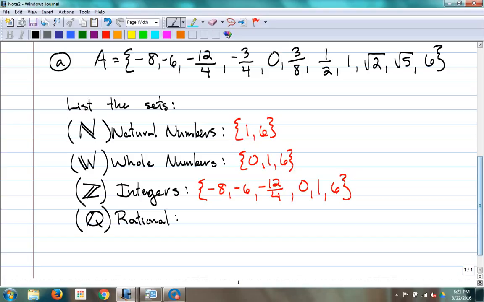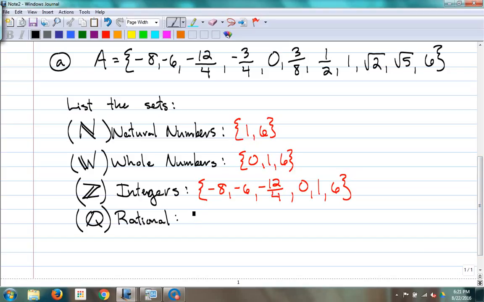Yeah. And then the square root of 2 and the square root of 5, are they rational? No, they can't be written as fractions. If you did that with the calculator, you get a decimal that doesn't repeat and doesn't terminate. So those are not rational.